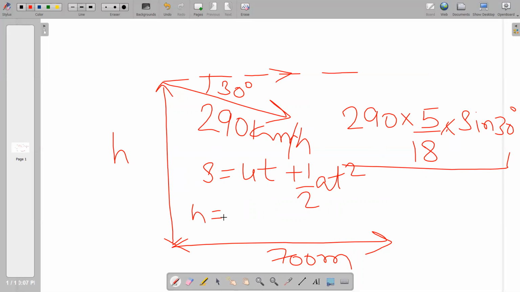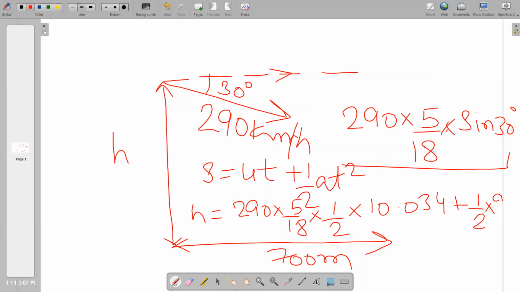So h is equal to 290 into 5 by 18 into half times t, that is 10.034, plus half into 9.8 times t square, that is 10.034 square. And if you calculate this, it comes out to be 897.484 meters.